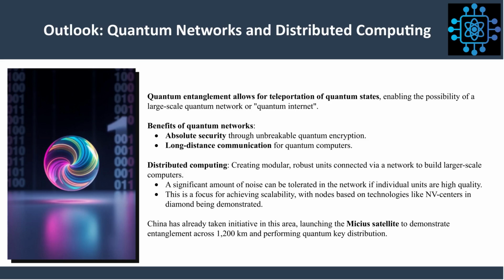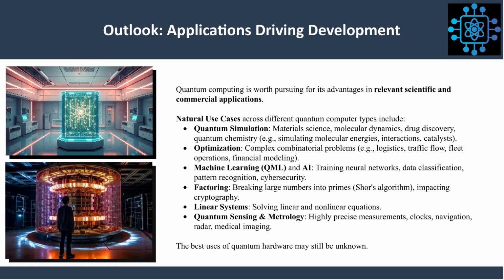Distributed computing connects modular units, tolerating noise if units are high quality. Technologies like NV centers and diamond are key. China's Micius satellite exemplifies progress, achieving entanglement over 1,200 kilometers and quantum key distribution. Quantum computing's potential spans diverse applications.